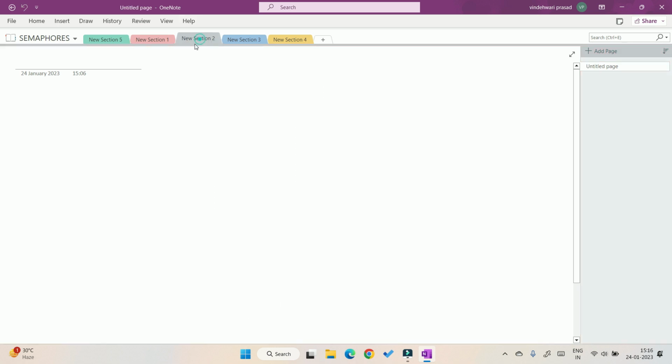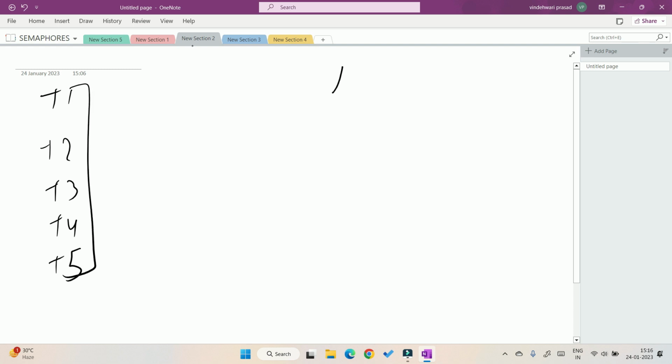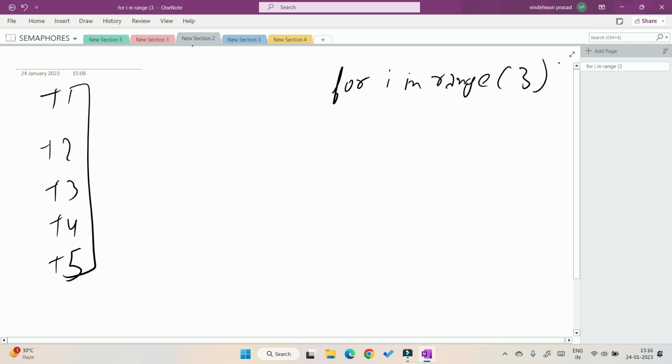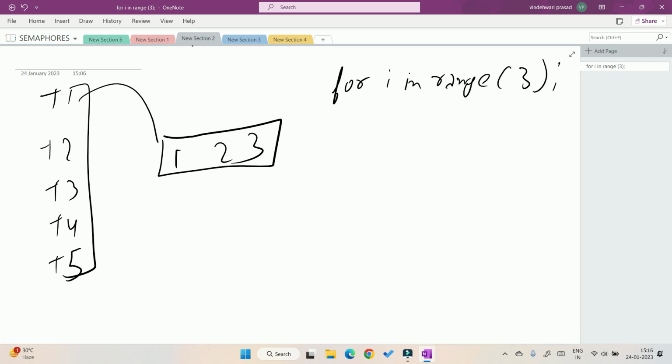How does this happen? Suppose there are 5 threads, T1, T2, T3, T4, T5, and they have to perform a work that is a for loop of n equals 3. There will be only 3 resources: 1, 2, 3. T1, T2 and T3 acquire it. So when T4 comes to acquire it, it will not acquire. T5 comes to acquire it, it will not acquire.